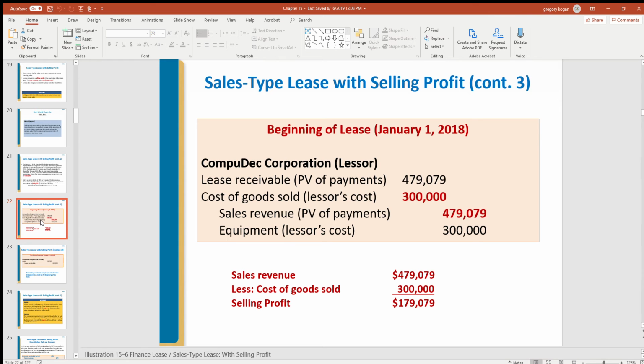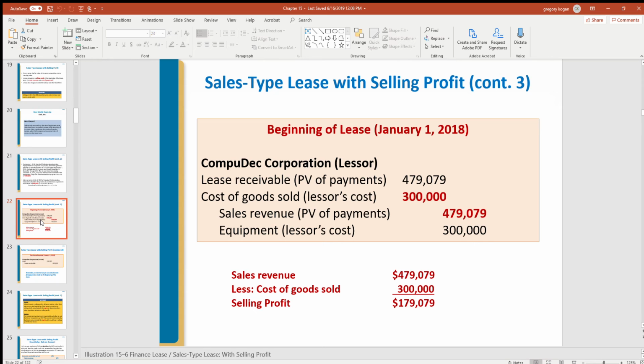So when you recognize revenue for that $479,079, you also have to recognize the cost, right? So in this situation, given that you're leasing the equipment out, but it's a sales type lease, you're going to say, hey, I have sales revenue for $479,079 and cost of goods sold for $300,000, right? And then you still have a lease receivable, and then you have to credit the equipment for the cost.